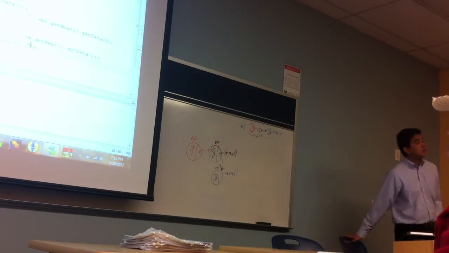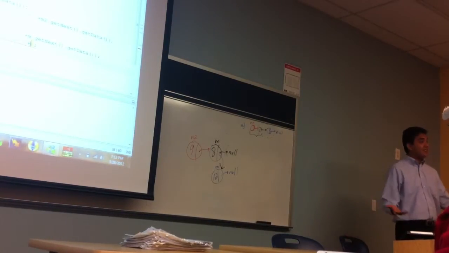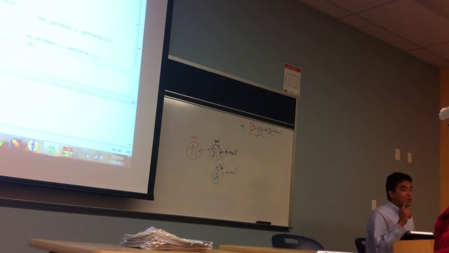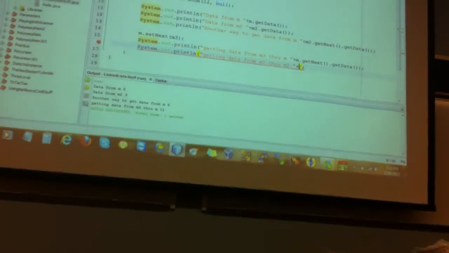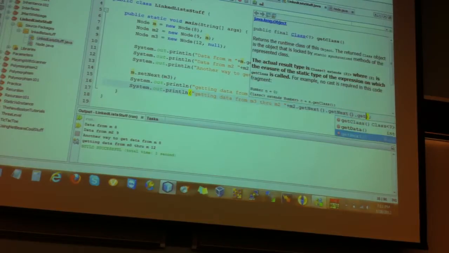What if that list was 50 long? Can you do get next 50 times, or is there an easier way? You can loop, right? We're going to see that soon, guys. We're going to see that soon when we get to linked lists. So, M2 dot get next dot get next dot get data.